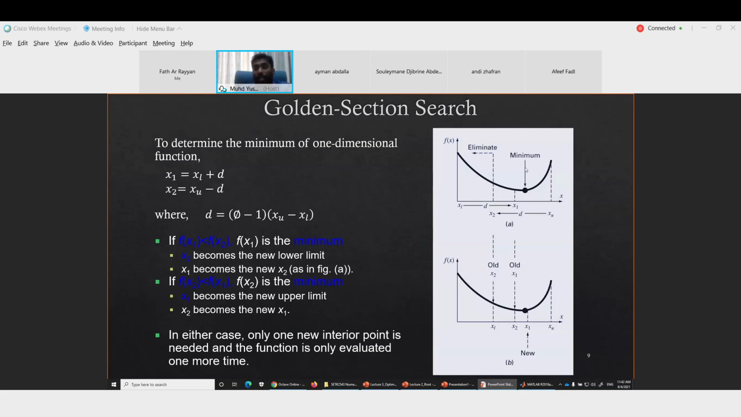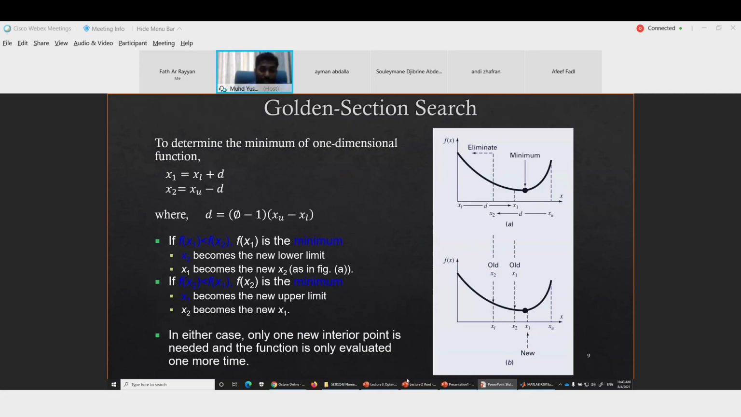If you see from the figure, what you will do is, if you have a minimum here, you have your xl at this beginning and xu at this end. First, you need to find x1 and x2. So x1 is from xl, you add d, and then you get x1, and x2 is xu minus d. So you have two new values, and then you compare f(x1) and f(x2) and see which one is lower. In this case, if x1 is lower than x2, you have to eliminate whatever is below x2. So now your x2 will become the new xl.